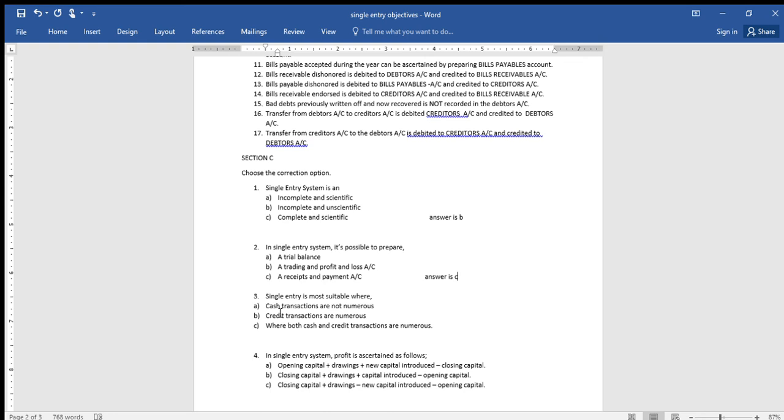The meaning of numerous in the English dictionary: let me find out. If people or things are numerous, it means that they exist or are present in large numbers. So single entry system is most suitable where cash transactions are not numerous, when there are not many. So the answer is A.